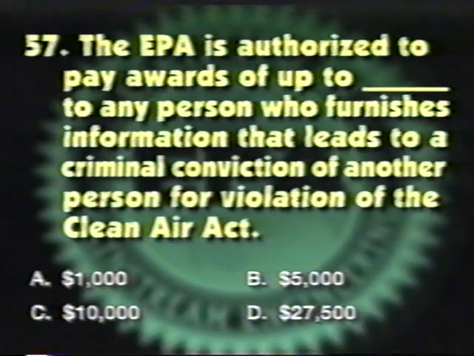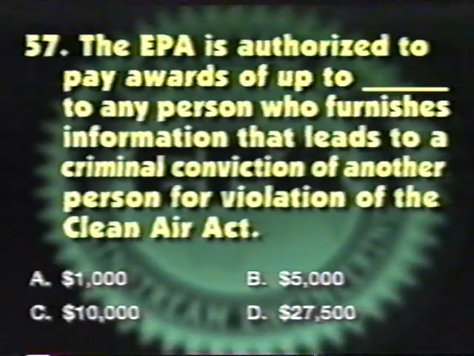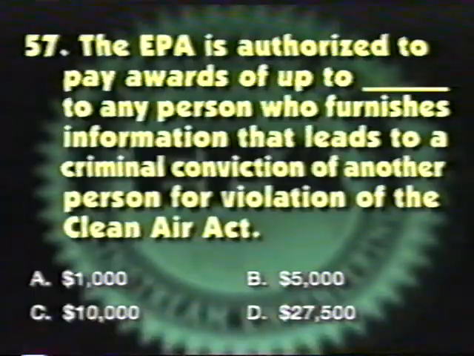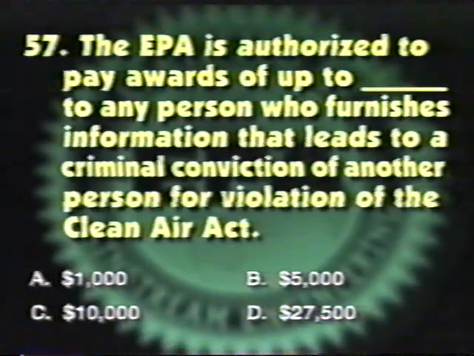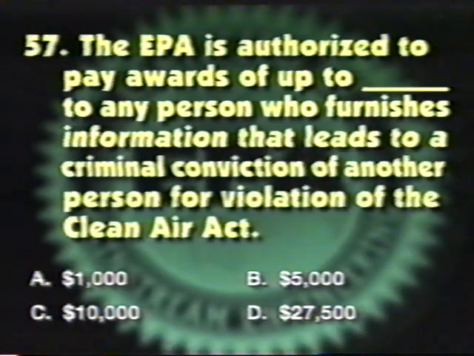The EPA is authorized to pay awards of up to what amount to any person who furnishes information that leads to a criminal conviction of another person for violation of the Clean Air Act? A. $1,000. B. $5,000. C. $10,000. D. $27,500.